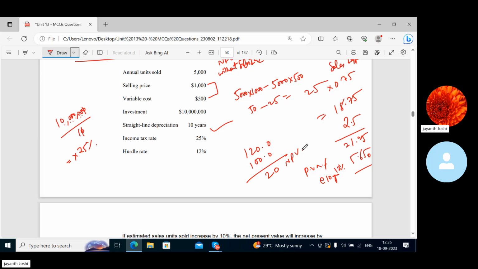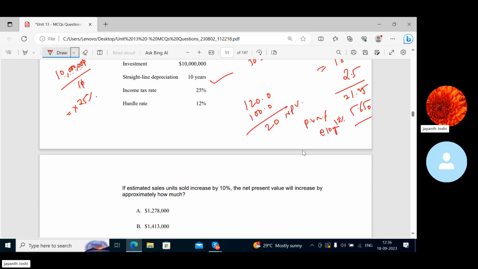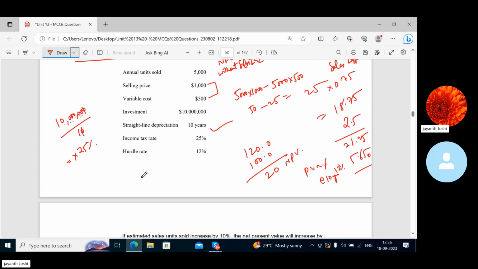Now, next thing what you have to do, you have to just increase the sales volume. If you increase the sales volume, your variable cost will also increase, right? By 10%. So if I took 10% here, 10% of this will be 55, and 10% of this is 2.5. So 25 plus 2.5, 27.5, right? And rest of the things are same only now. Nothing to worry about. Only these two will change. Others are all same.